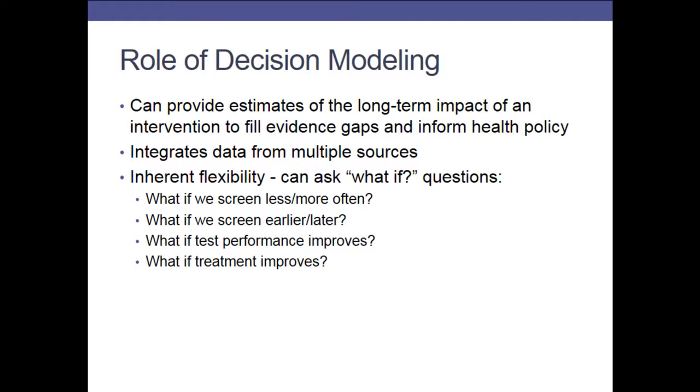So this is where decision modeling can play a role. It is not a substitute for a well-designed randomized control trial, but in the absence of these trials, it can provide estimates of the long-term impact of an intervention to fill evidence gaps and inform health policy. One advantage of decision models is they can integrate data from multiple sources. And they also have inherent flexibility, which allows us to ask a lot of what-if questions. So what if we screen less or more? What if we screen earlier or later? What if test performance improves? What if treatment improves? How do all these things affect the impact of our intervention?